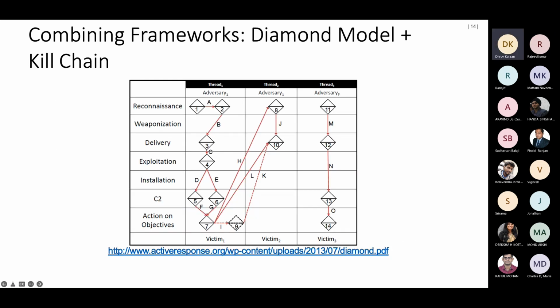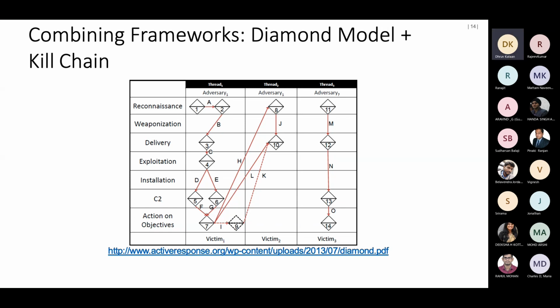All right. From an aspect of looking at the Diamond model and the kill chain that we talked about, there are ways of combining this entire methodology as well. Where you see 1, 2, 3, 4, 5, 6, 7, 8, 9, and all that, these numbers are the 14 tactics of the Attack framework.